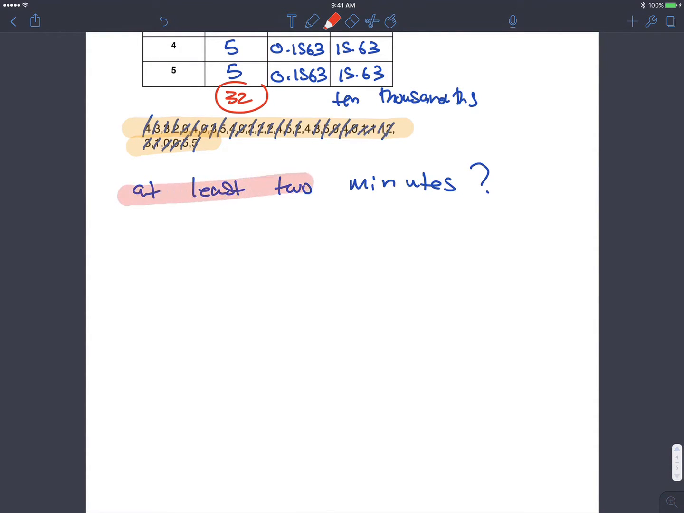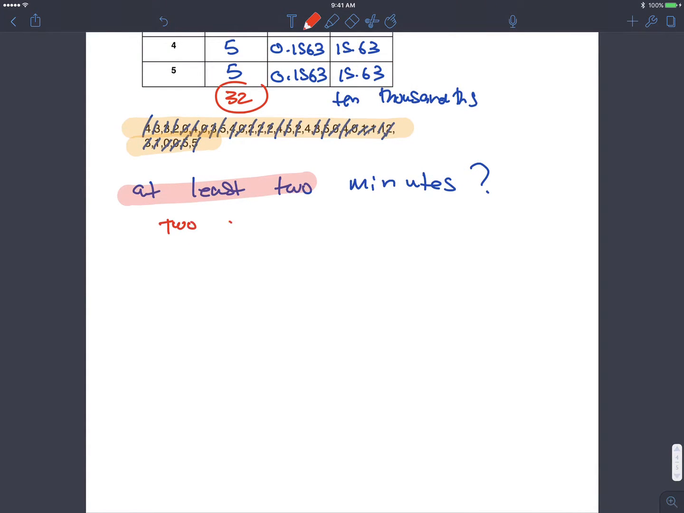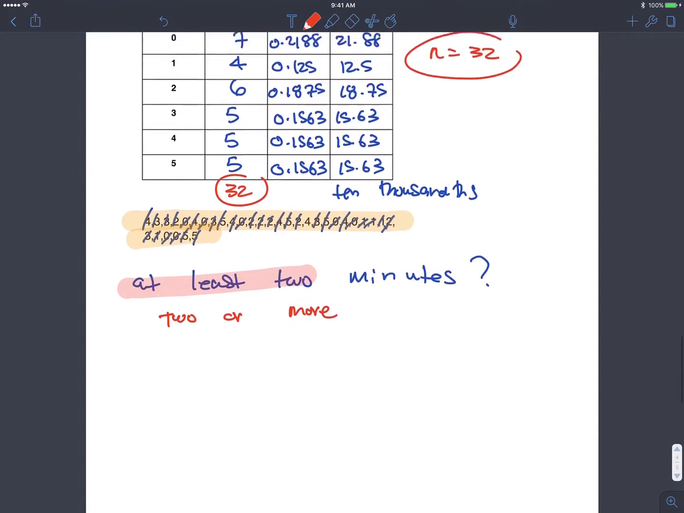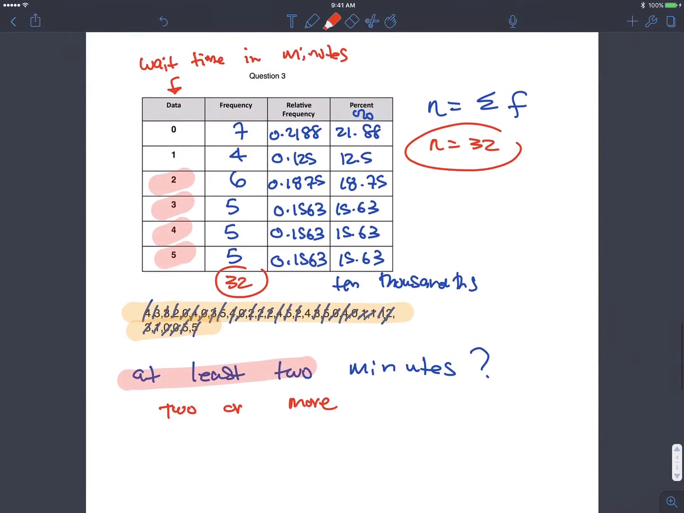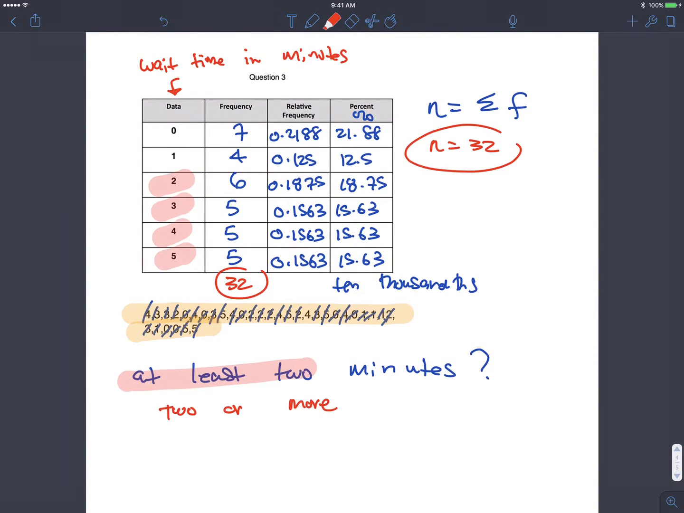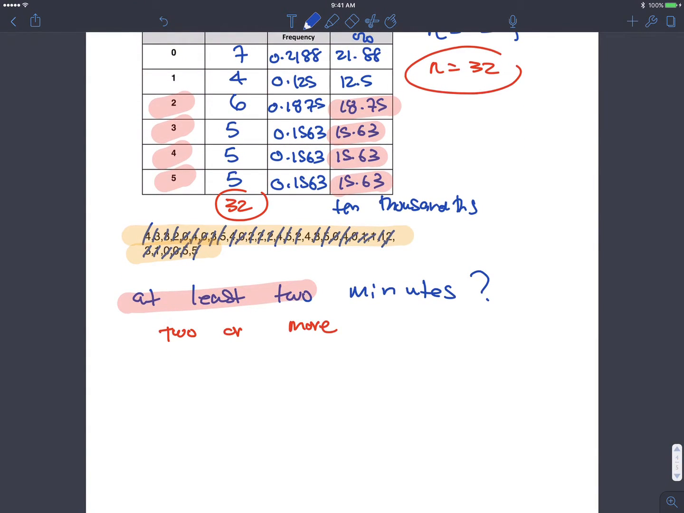Again, the key is knowing what at least 2 means. At least 2 means 2 or more. So I have to find the data values that are at least 2. 2 or more: 2, 3, 4, 5. These are my data values that are at least 2. And then we have the associated percentages for each of those data values.